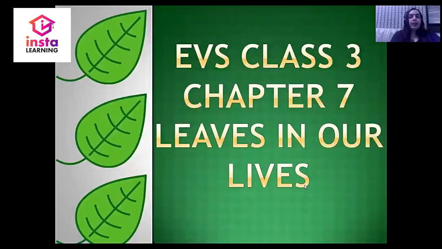Good morning, children. Today we are going to begin with chapter number 7 of our EVS textbook. As you can see on the screen, the name of our chapter is Leaves in Our Lives. This is a very interesting chapter and in continuation of the chapter on leaves that we did earlier, which was interdependence on leaves. So let us begin with our chapter.